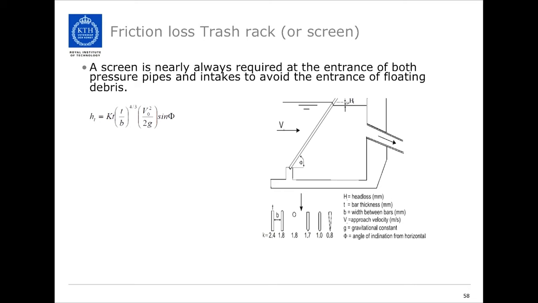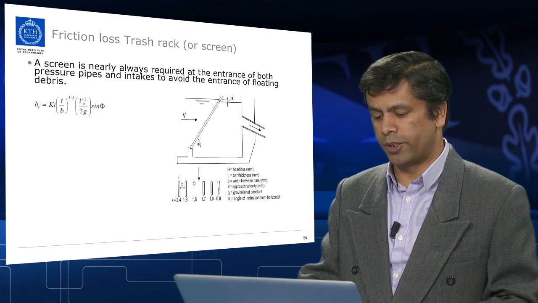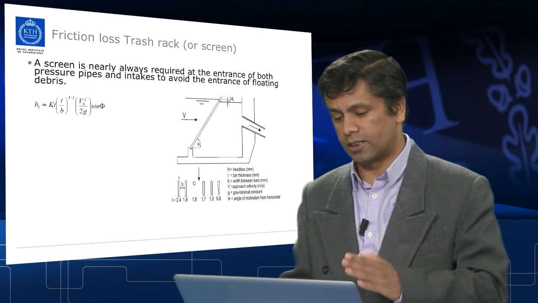where H is the head loss, T is the thickness of the bars, and B is the width between the bars, and V is the approach velocity at which water is coming, and G is the gravitational constant, and theta is the angle of rotation from the horizontal at which the trash rack is inclined.